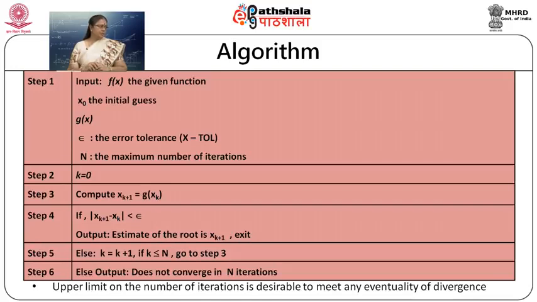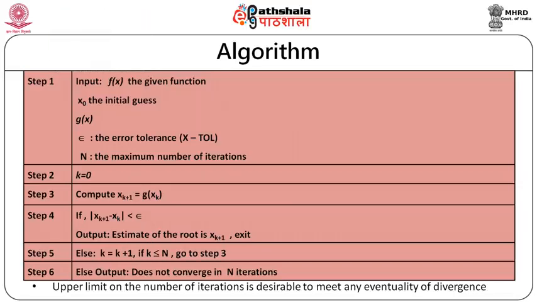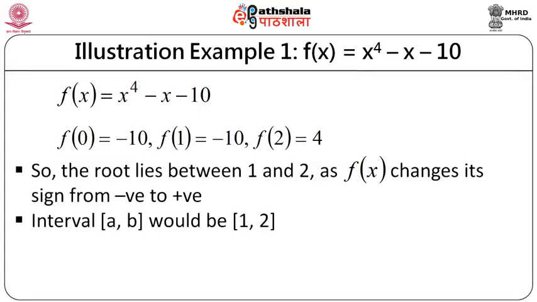We begin with k equal to 0 and our iterate x1 will be equal to g(x0). So the iteration is x_(k+1) equal to g(x_k), and if the absolute value of x_(k+1) minus x_k is less than epsilon, that means we have reached the root to the correct decimal places, and we output x_(k+1) as the estimate of the root and exit. Otherwise we increment k to k plus 1. We check whether we have reached the upper limit on the number of iterations. If yes, we come out and display that it does not converge; otherwise we go on until we have got the root correct to the desired decimal places.